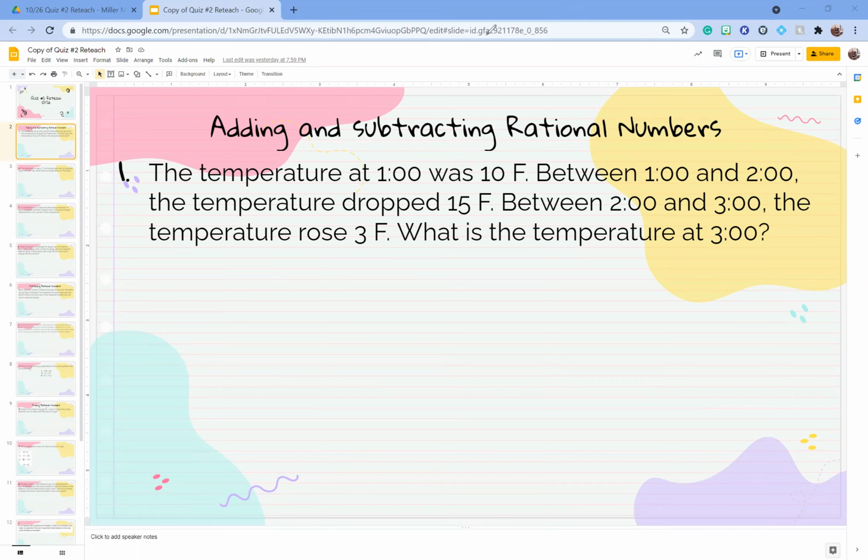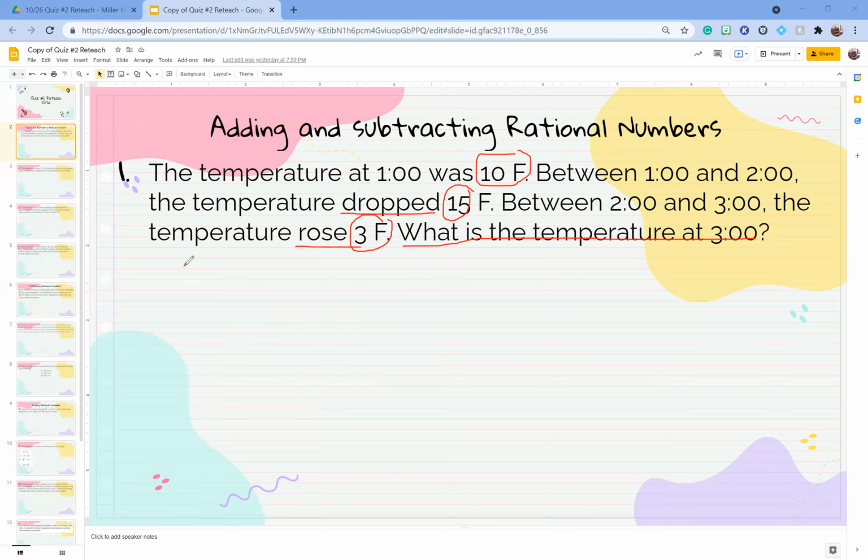So remember, first thing we're going to do is underline our question. What is the temperature at 3? Now we have our numbers. We start off at 10, 15, and 3. Those are our degrees in Fahrenheit. Now here we have some keywords: dropped and rose.